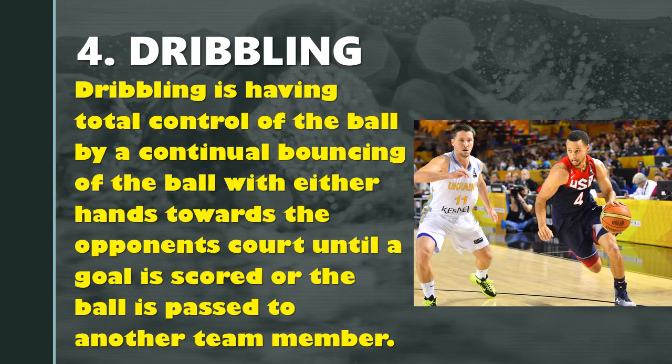So another one is dribbling. Dribbling is having total control of the ball by continual bouncing of the ball with either hand towards the opponent's court until a goal is scored or the ball is passed to another team. This is used to displace an opponent from the ball by continuous bouncing, pam, pam, pam. You bounce it with one hand. Dribbling can be done while standing in one place or by moving around.